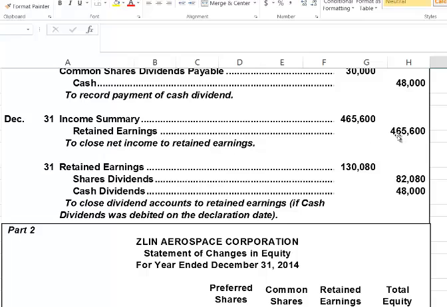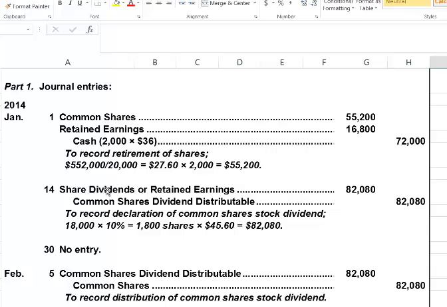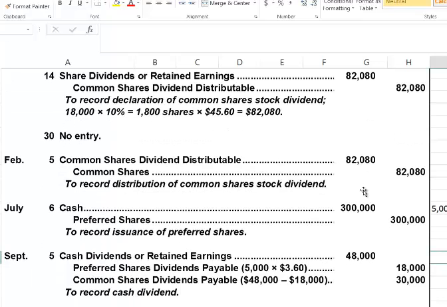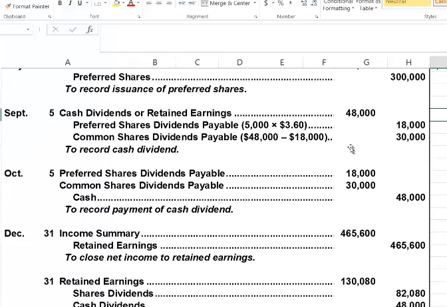Now you also have to remember to close out all your dividend accounts. Don't forget, you have two dividend accounts. You have the share dividend account that you set up way back over here on January the 14th for $82,080. And then you also have the cash dividend account on September the 5th for $48,000.